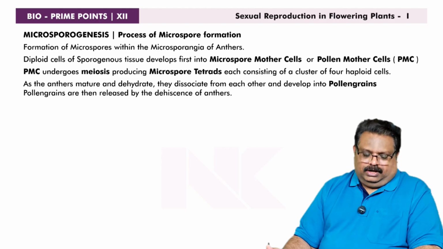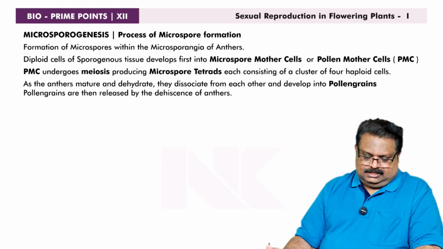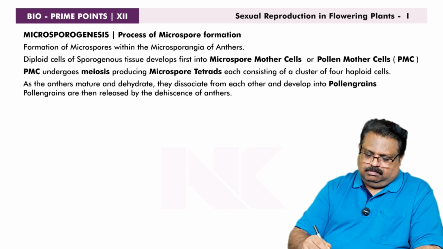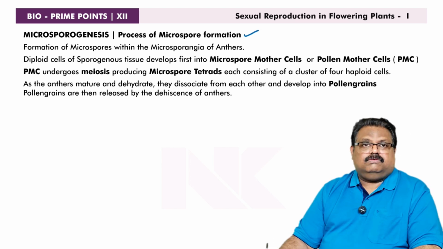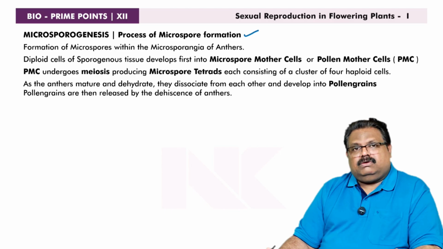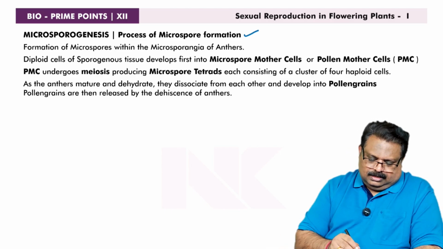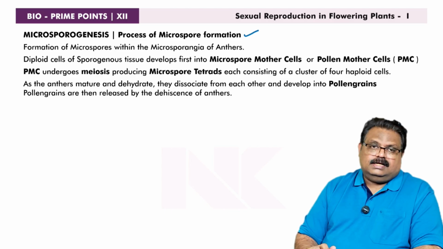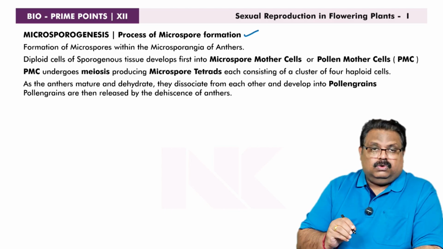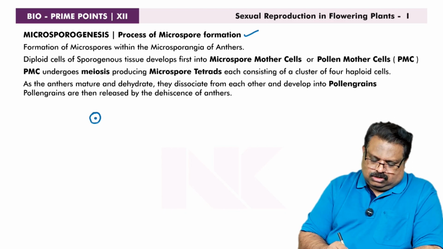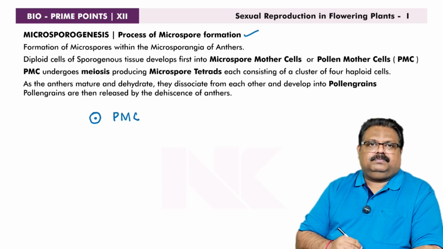Now the next prime point, that is the Microsporogenesis. Microsporogenesis means the process of formation of microspore. The process of formation of microspore within the Microsporangium is called Microsporogenesis. You already studied that inside the Microsporangium, the sporogenous tissue is present, and each cell in the sporogenous tissue is a diploid cell. That cell is called pollen mother cell or PMC.